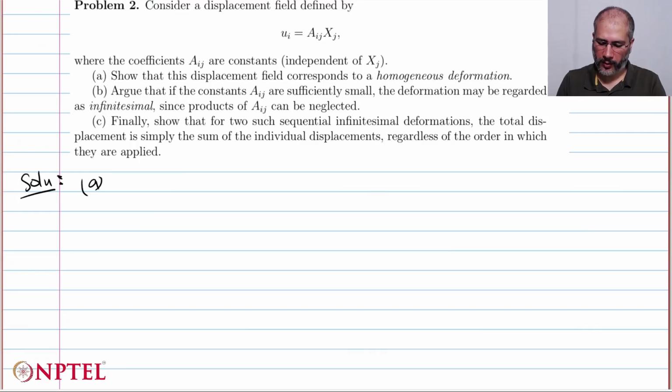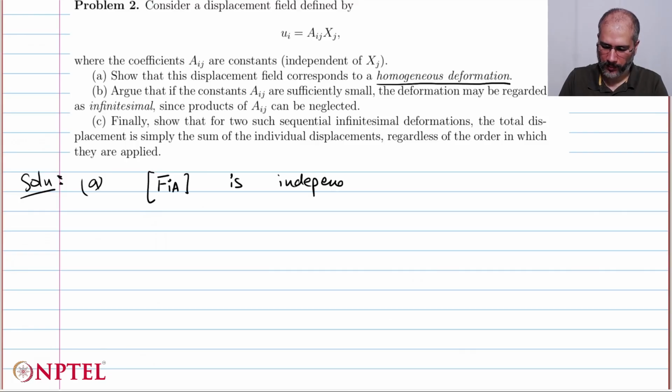So in part A, we have to show that this displacement corresponds to a homogeneous deformation. So first we have to go to the definition of homogeneous deformation. This is the deformation when the deformation gradient tensor F_iA is independent of the coordinates capital X. So as I move around in the material body, all points deform in a similar fashion.